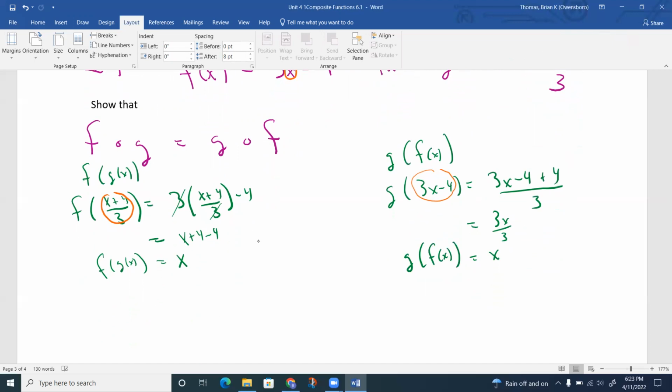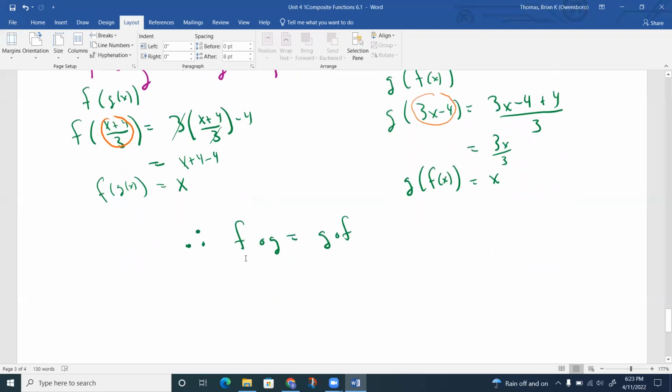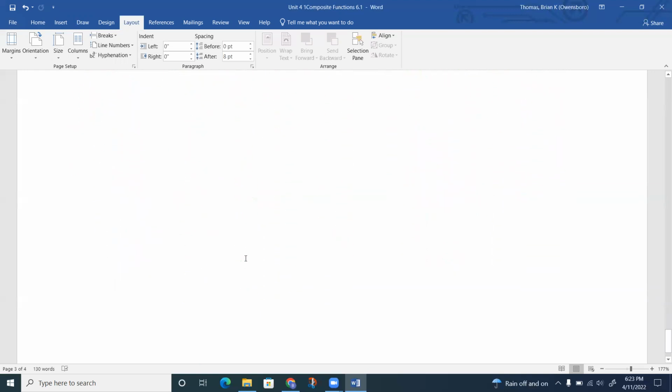And since they both equal the same thing, we can make a conclusion, therefore, f of g does equal g of f because they both equal x. So that concludes our lesson on composite functions.